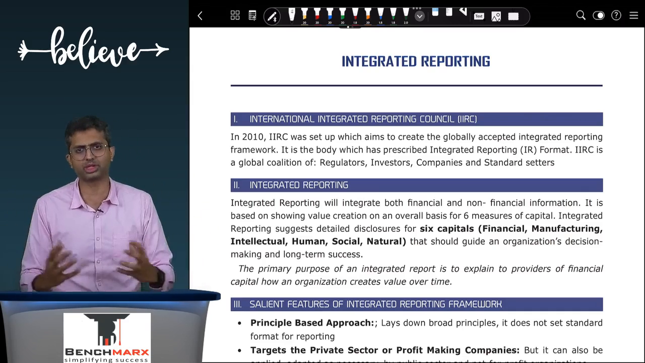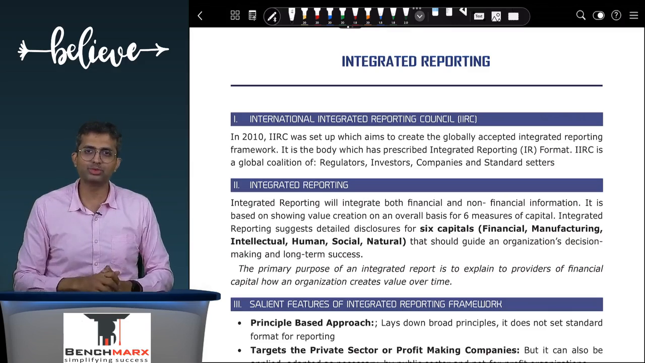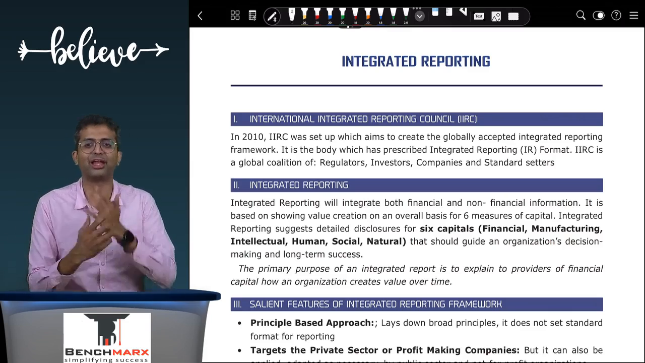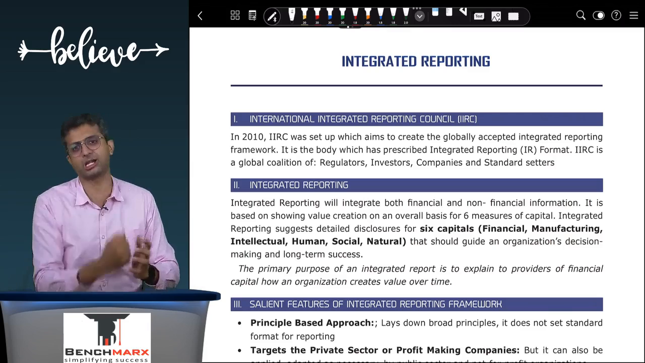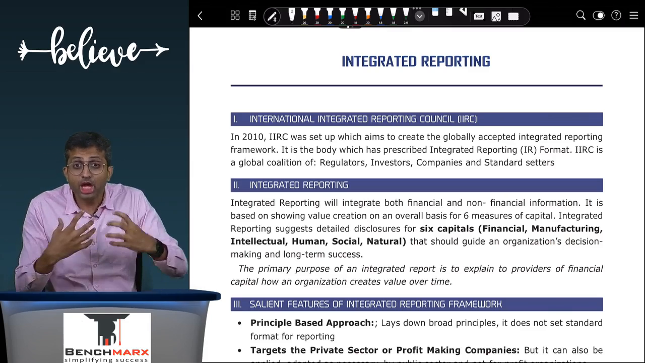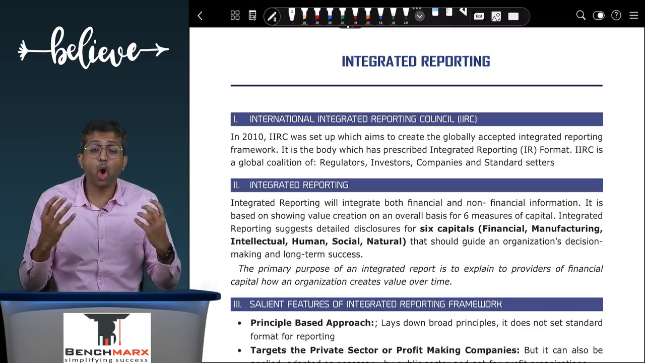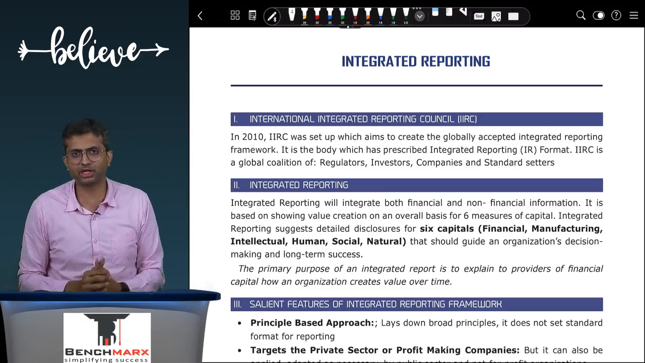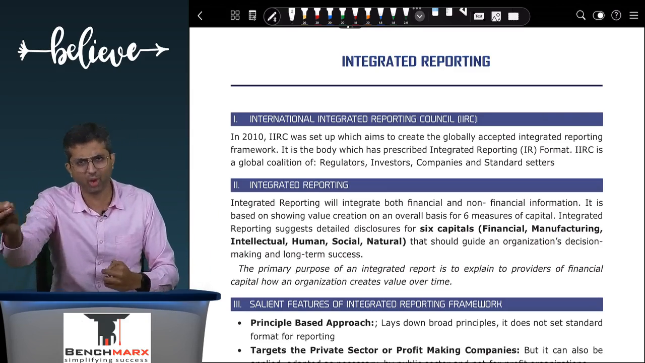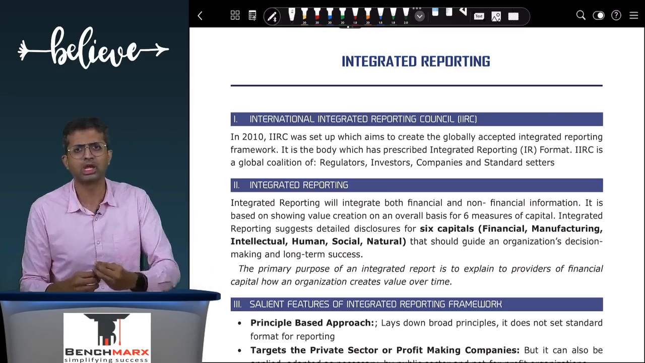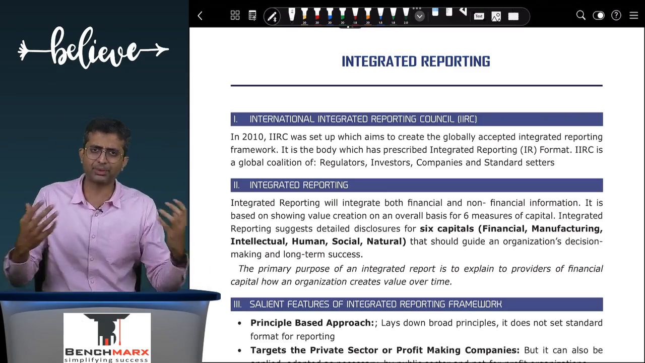How much value you create. So if nothing else strikes you in integrated reporting, write value creation in the answer. Value creation is the essence. It is the heart of integrated reporting. You want to tell the reader how much impact you've created overall, and the impact can be created in one way by generating money, that is ROE, profits, capital, etc.